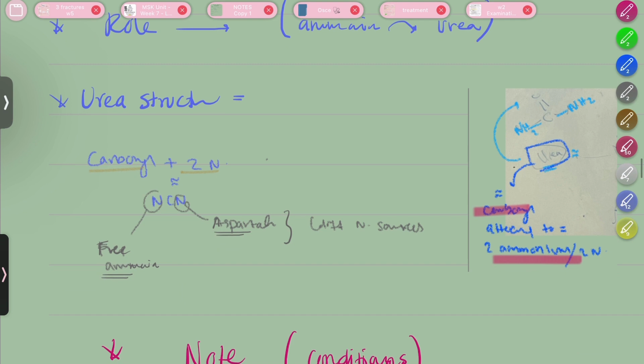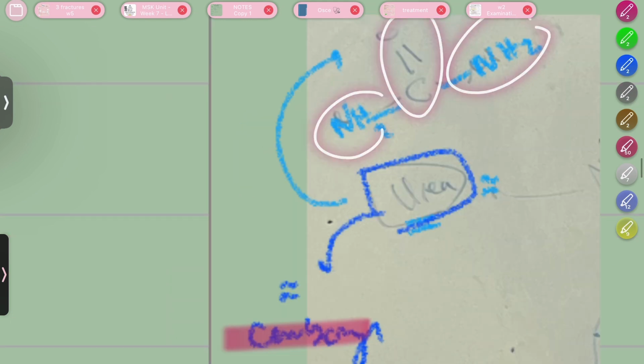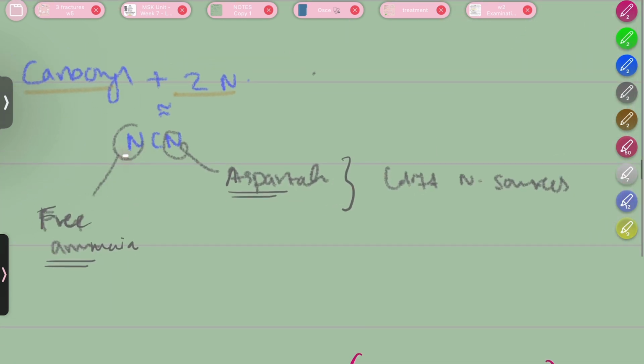A very important step over here to understand is the urea structure. Now, the urea structure consists of the carbonyl skeleton plus the 2 nitrogens. So that's our carbonyl, and then on either side we have the nitrogen groups, which form our urea. Now, the sources of these 2 nitrogen groups, when we want to form the urea from the ammonia, are different.